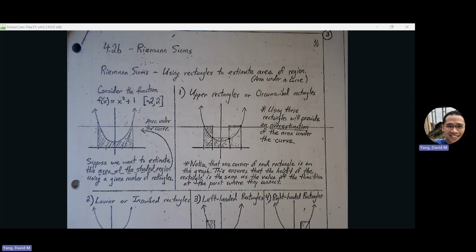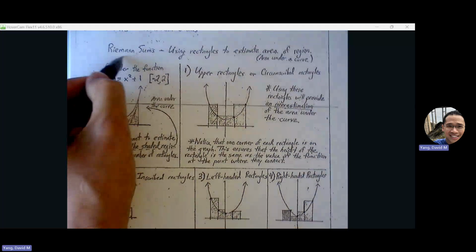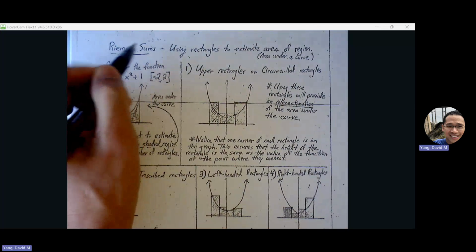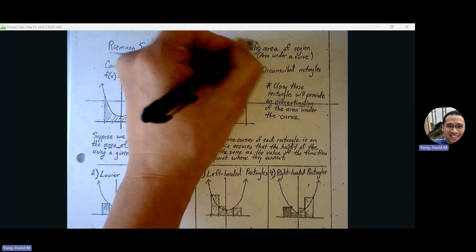But we can draw the rectangles a certain number of ways. So I want to show you the ways that we can draw rectangles. We call these Riemann sums. These are rectangles used to estimate the area of a region. And the important thing is to understand that it's just an estimation.